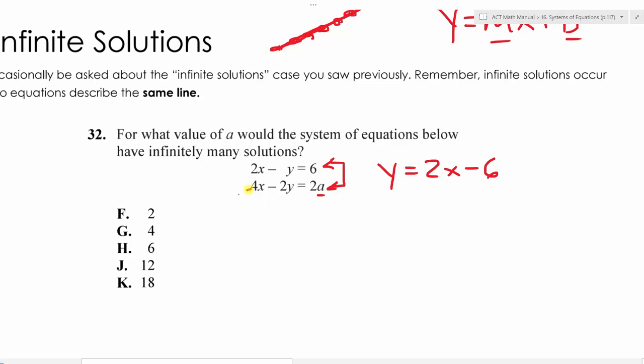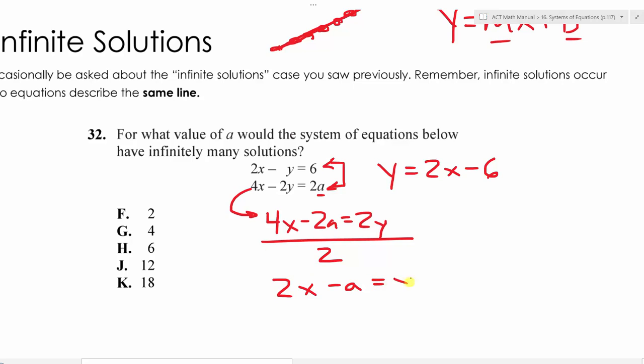And then this second equation, what I'm going to do is add the 2y to get it over here. I'm going to subtract the 2a to get over here. So I get 4x minus 2a equals 2y. Then I can divide through by 2. All of these have a common factor of 2. I can divide through by 2 to cancel that factor. So I get 2x minus a equals y. So now lining these up, I get y equals 2x minus a.